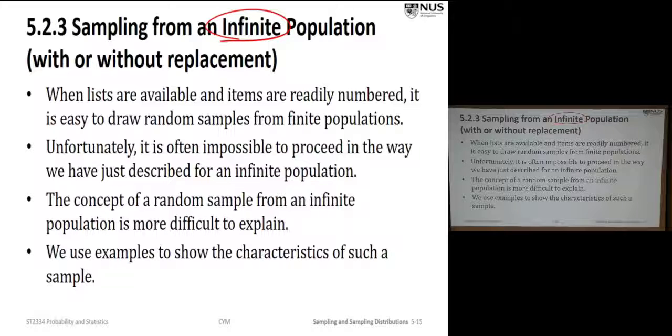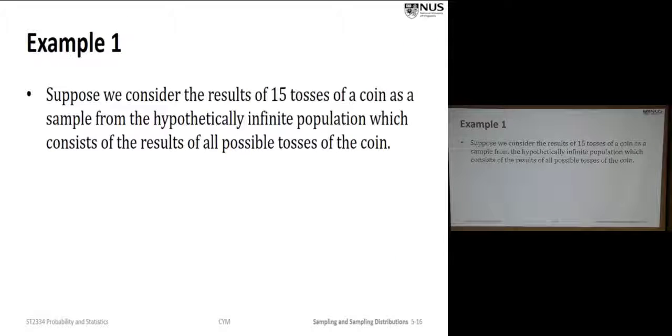For an infinite population, it's impossible to proceed as what we just discussed. So we don't have this 1 over n choose n or 1 over n to the power n as the probability of each possible sample. So the concept of a random sample in an infinite population is a little bit hard to explain. All right? So we try to use examples to illustrate it. So suppose we consider the results of 15 tosses of a coin. All right?